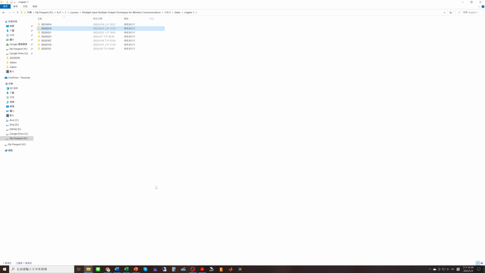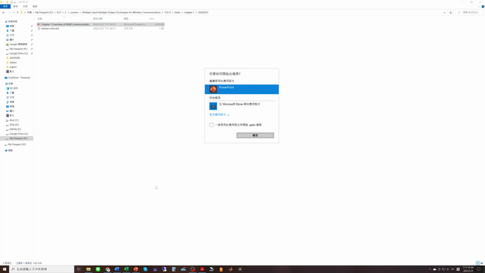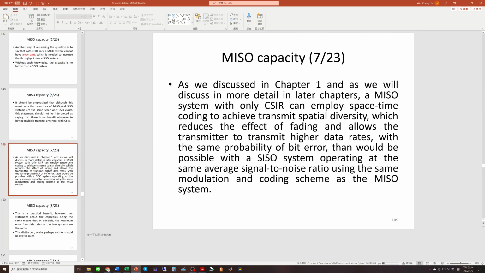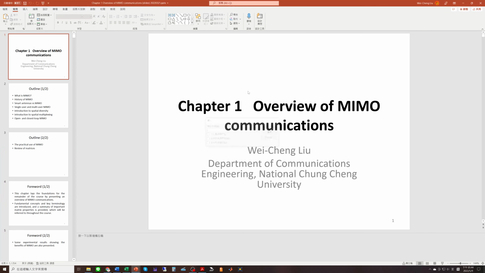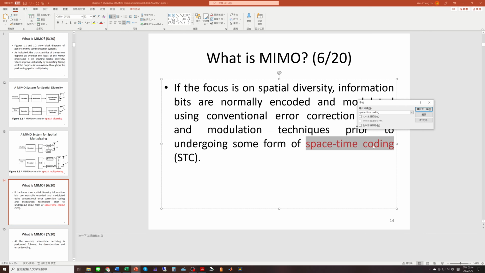Slides of chapter 1, please open it and search for space-time coding. So this is the first time that space-time coding appears, on page 14.